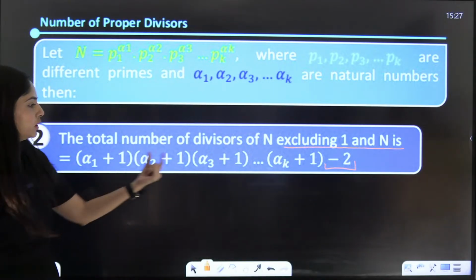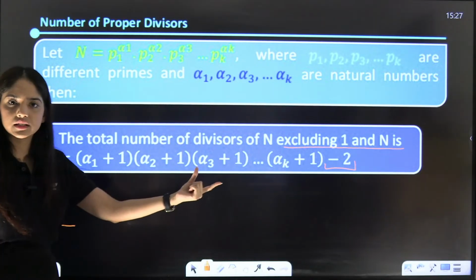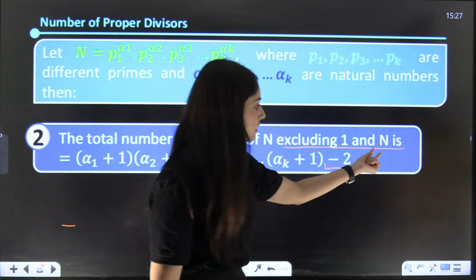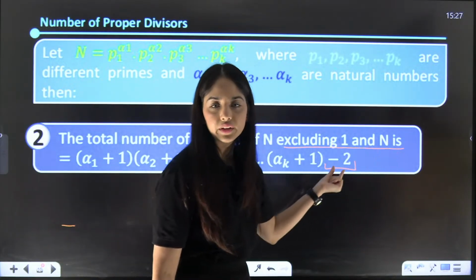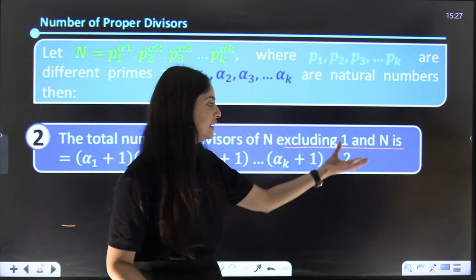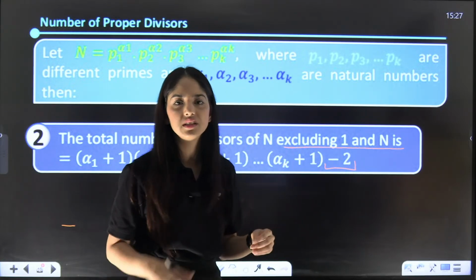The total number of divisors stays the same. We'll just subtract 2: when all of them were taken, that is n, and when none of them was taken, 1. So in that case, we would get 1 and n, and we'll just subtract those 2 cases. The other cases are fine.